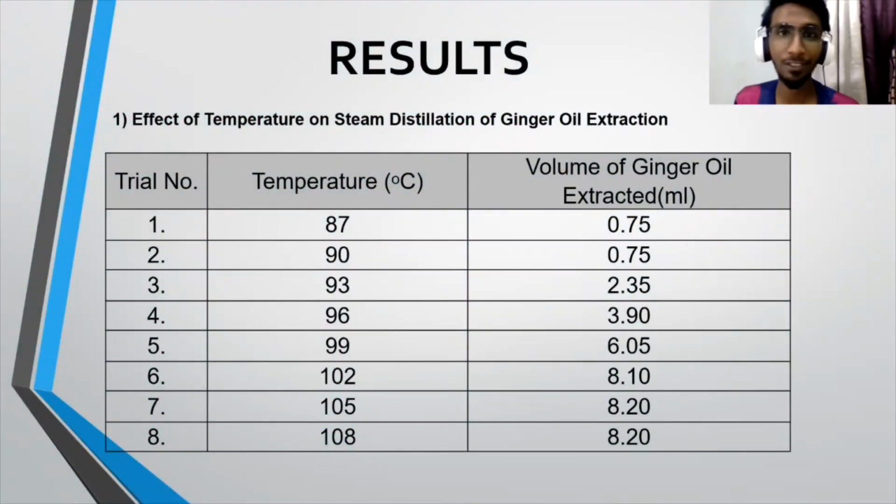Two manipulated variables for this experiment. The first manipulated variable that we chose is temperature. So this is the result that we obtained from the steam distillation of ginger oil extraction. And then we did the experiment 8 times, and this is the volume of the ginger oil that we obtained.